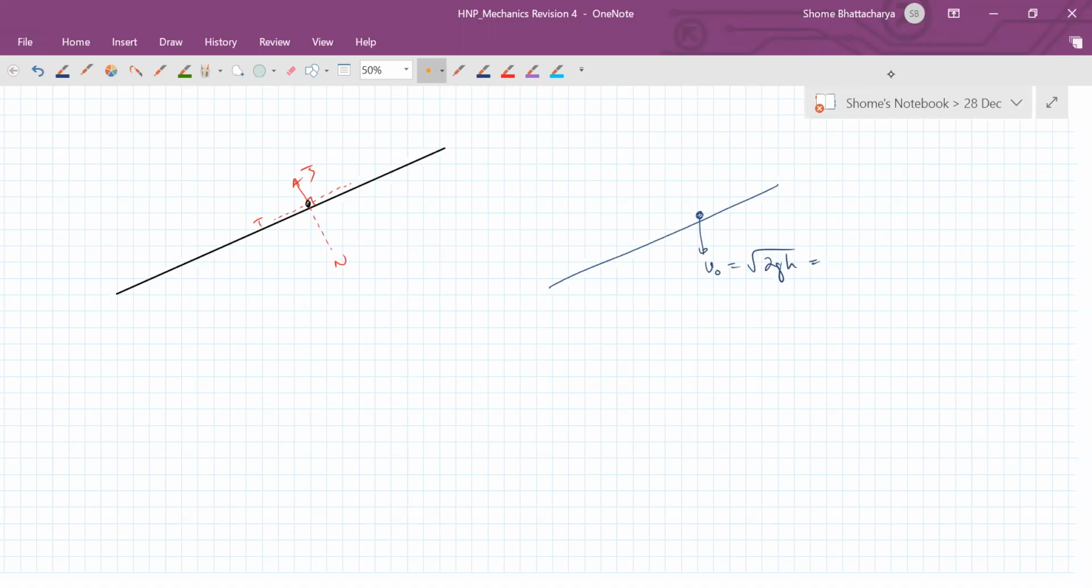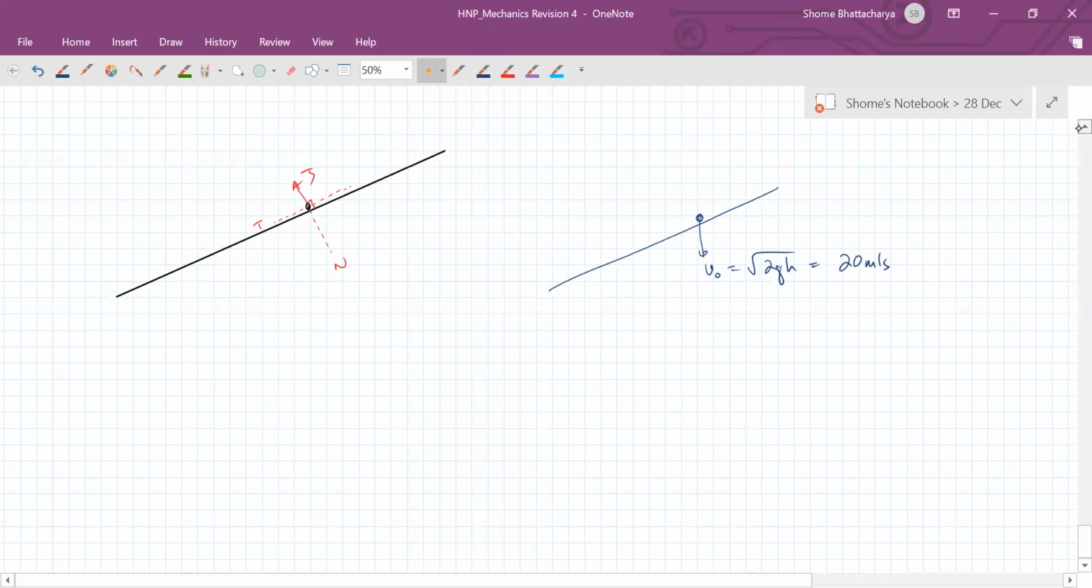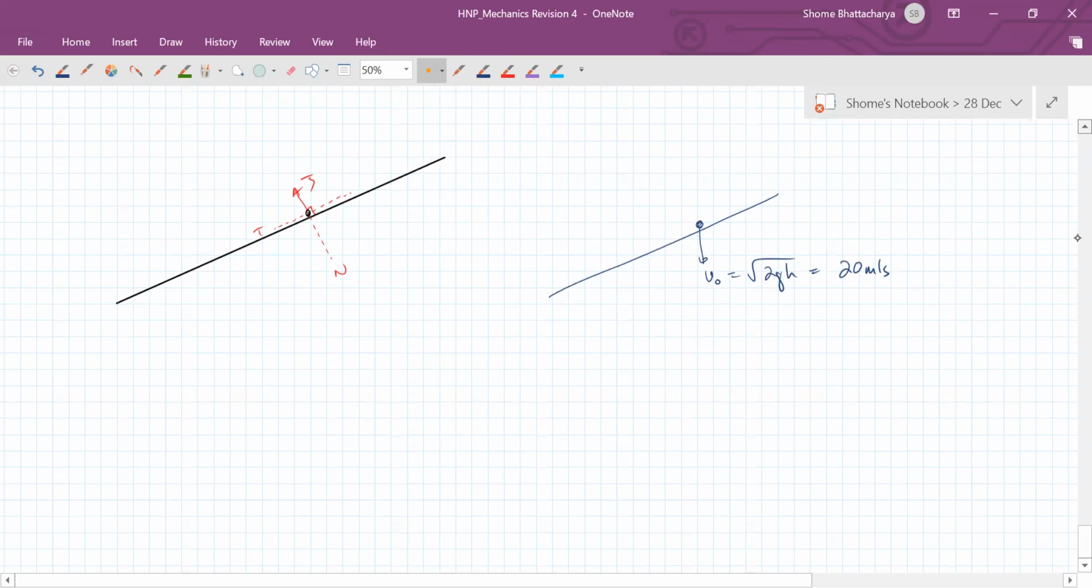Yeah, Nishit, the coefficient of restitution will not be tan 30 beta. It will come out to be tan square 30 when you calculate. Yeah, so this was root of 2gh, so this is 20 meters per second because we dropped it from a height of 20 meters. So this was the impact velocity.